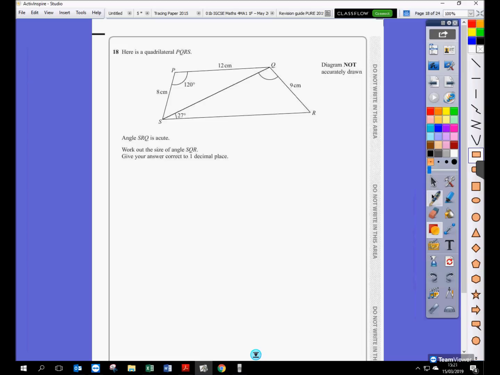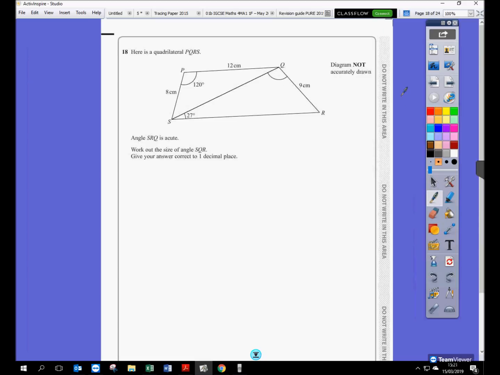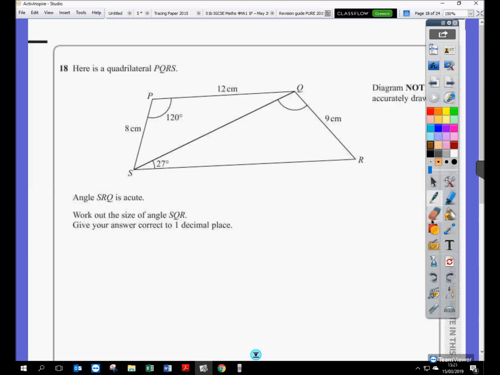Right, so next question. Now we have 2 triangles backed onto each other. Quite often when this happens, we need to work out the connecting line between both triangles, SQ. We're asked to work out the sides of angle SQR. Right, we're at question 18 of the exam paper now, right at the end. And it's a grade 8 to 9 question.